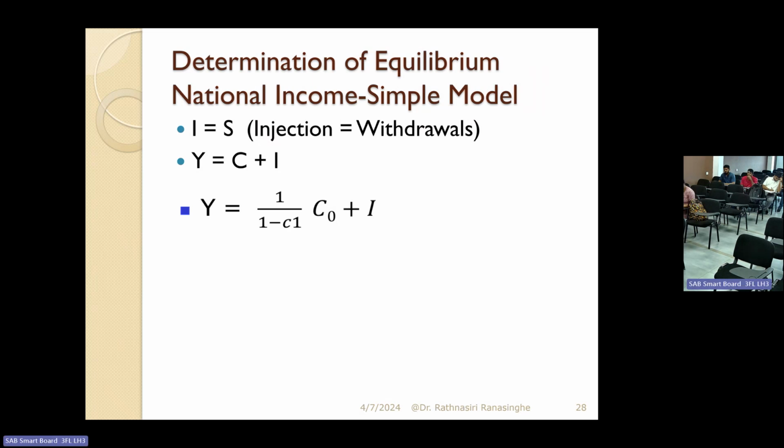If we go to the government sector, that we also take into consideration, then Y equals C plus I plus G, where G is the government expenditure. Government expenditure means government expenditure on goods and services, that is, government consumption expenditure. Here we also assume the government expenditure is autonomous, also an autonomous expenditure.